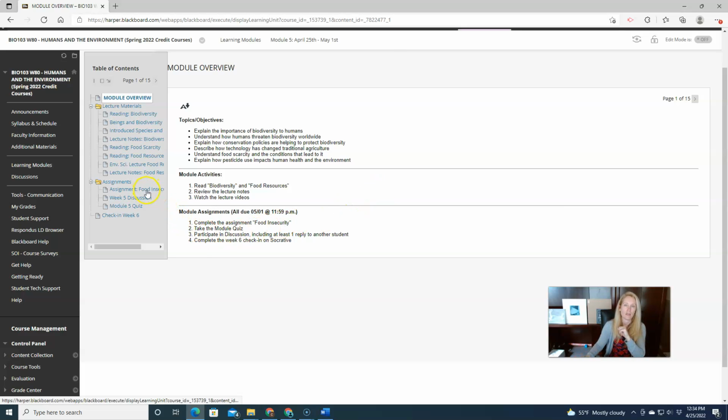This week's activity is about food insecurity, actually. Even though it's not something we tend to think about a lot here in the United States, there are still plenty of people, both locally, nationally, and even globally, who don't have enough food to eat on a regular basis. So you're going to learn a little bit more about that this week. You're going to do an activity related to that, looking at some information and asking some questions about that locally and at home. Then we have the module quiz, the discussion, and then the Socratic check-in.